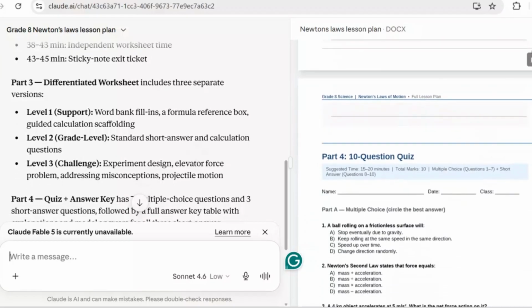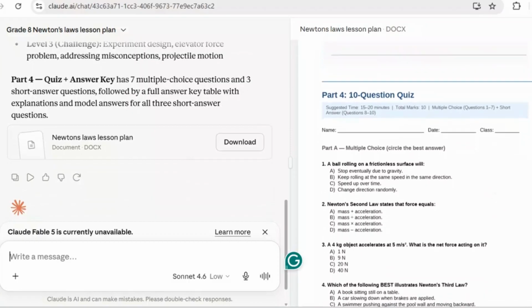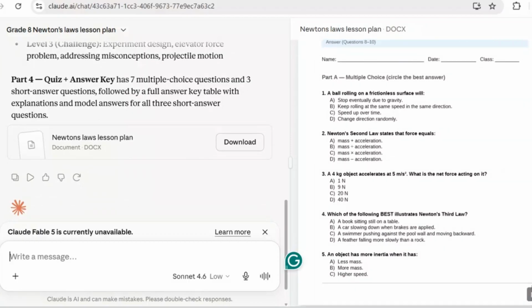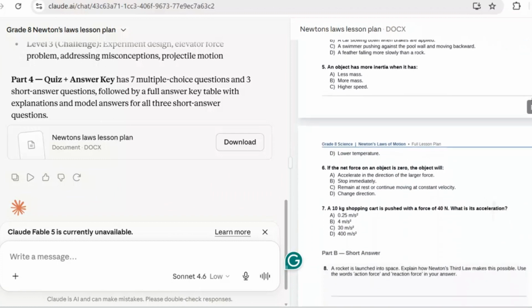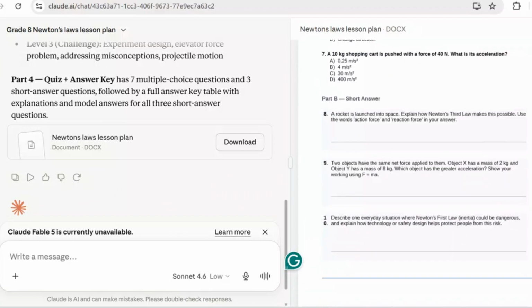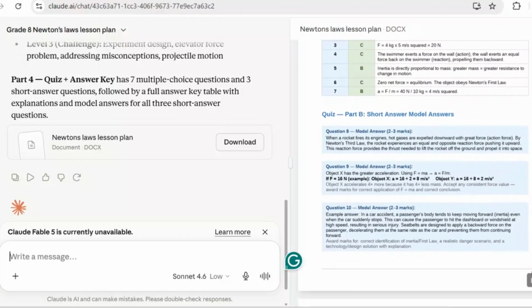In part 4, I have the quiz plus the answer keys, which has 7 multiple choice questions and 3 short answer questions, followed by a full answer key table with explanations and model answers for all 3 short answer questions.